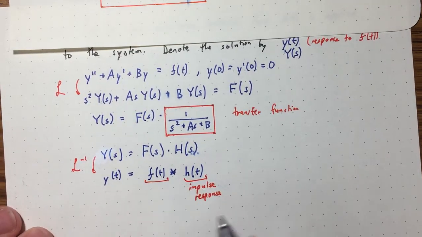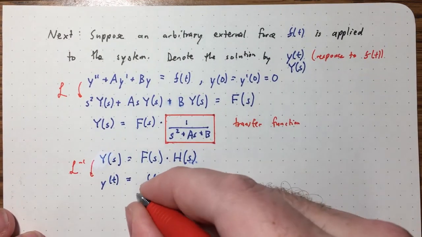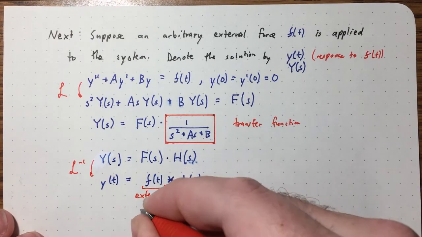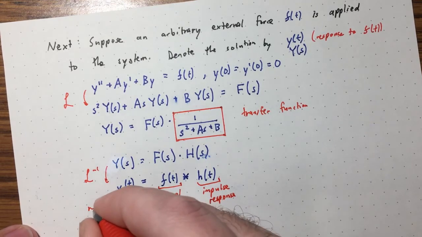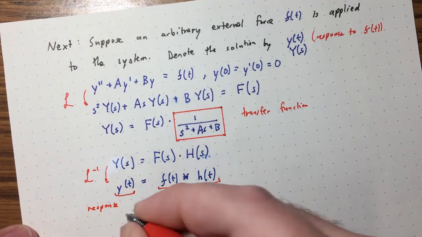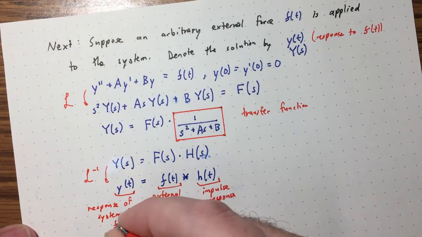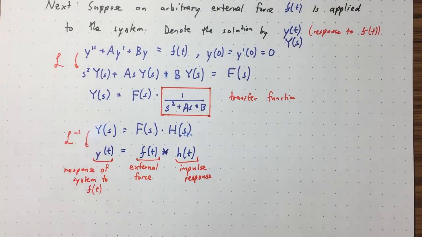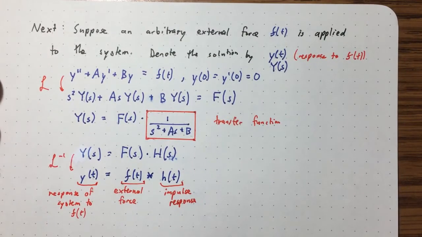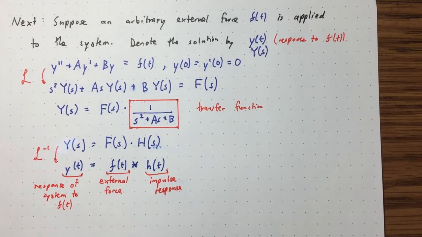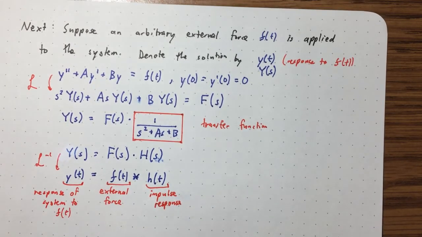What is f of t here? That's the external force, right? And then what is y of t? That's just the response of my system to that external force. So it's the response of the system to the external force f of t. Okay, and this might not seem like much, right? We haven't really done much here. But I claim that we've actually uncovered something here really remarkable.